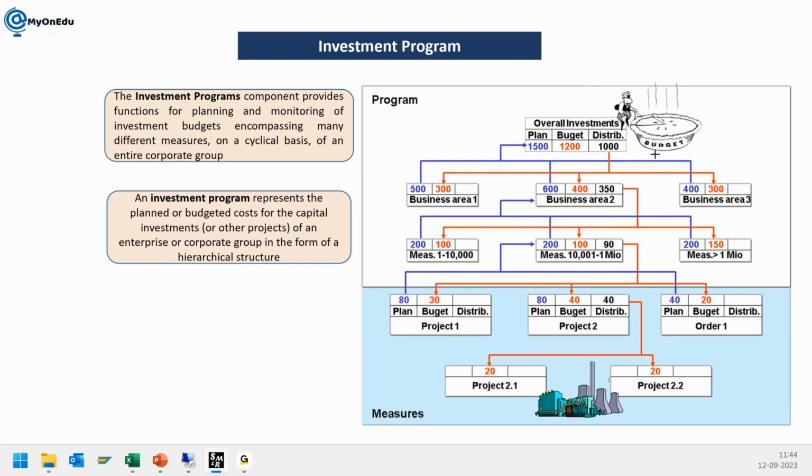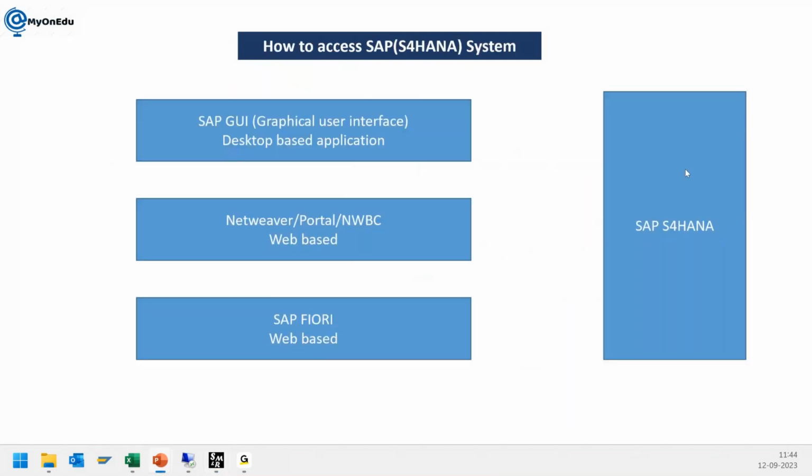Before that, let me explain some more information. These few things are technical, something which every functional consultant should know: the information about SAP, like how to access the SAP S/4HANA system specifically. We can access SAP via three mediums. The first is using SAP GUI, your graphical user interface.